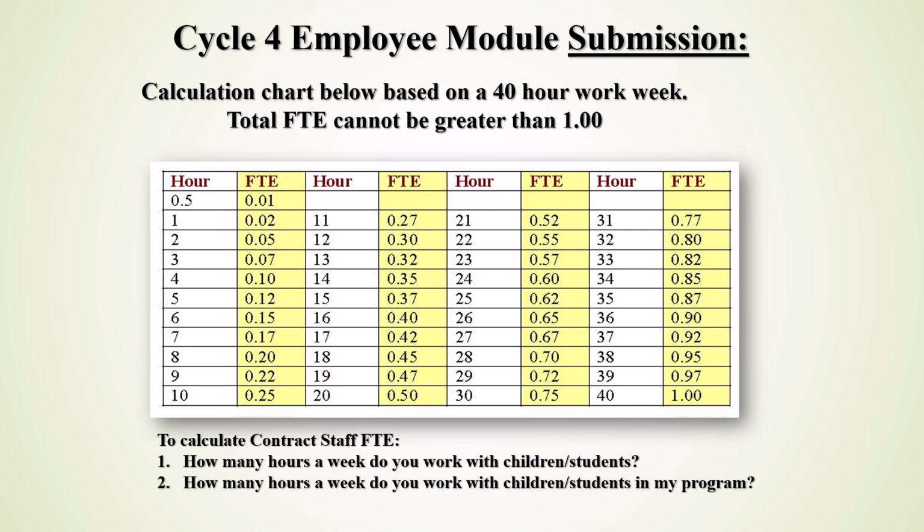Your district may also share a contract person with other districts or programs. Once the cycle is submitted and that person's FTE is compiled, it also cannot be greater than 1. So, in order to accurately gather the FTE of a contract staff person, you'll ask them 2 questions. How many hours a week do you work with children or students? And how many hours a week do you work with children or students in my program? You'll divide the second number by the first, and then you'll have their FTE in your program or district.